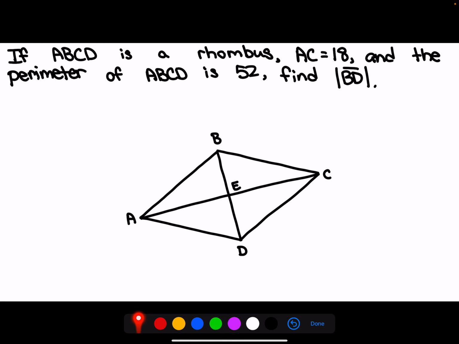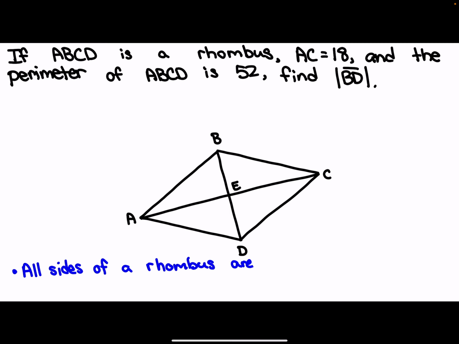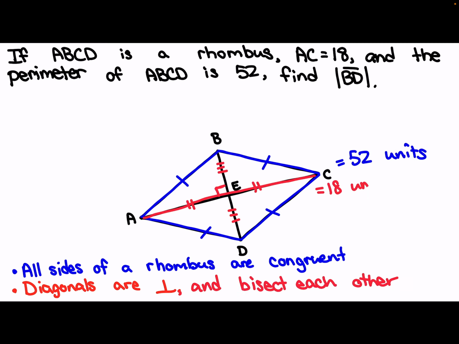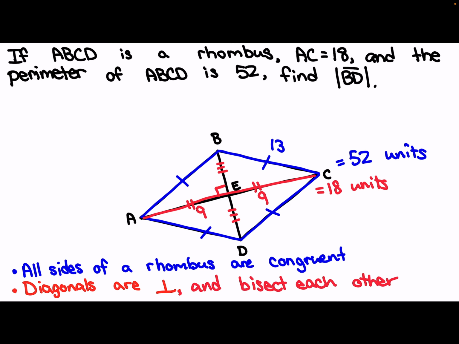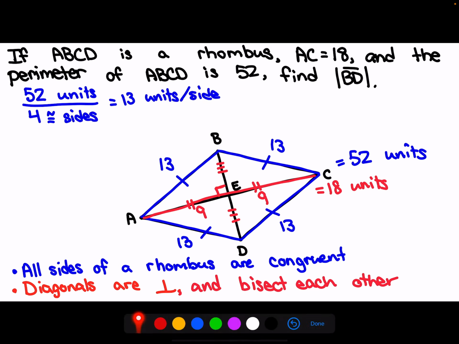Next up, if ABCD is a rhombus, AC is equal to 18, and the perimeter around ABCD is 52, we want to find the length of BD. So to get started on this, first off, since this is a rhombus, we know all sides of the rhombus are congruent and that the diagonals are perpendicular bisectors. So if AC is 18, that means that AE and EC are both 9 units. And since the perimeter is 52, it's split between 4 congruent sides. I can do 52 divided by 4 congruent sides to get me 13 units per side.